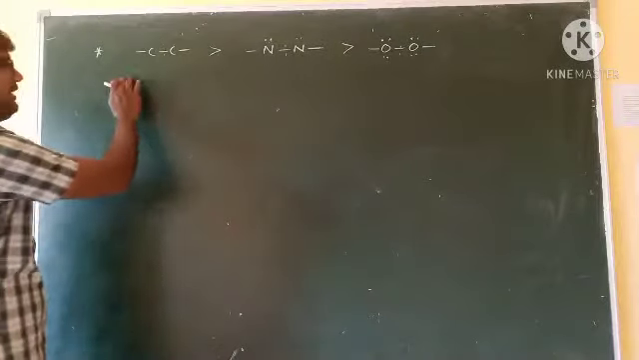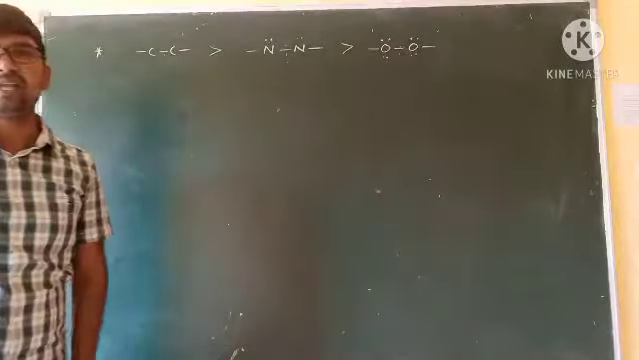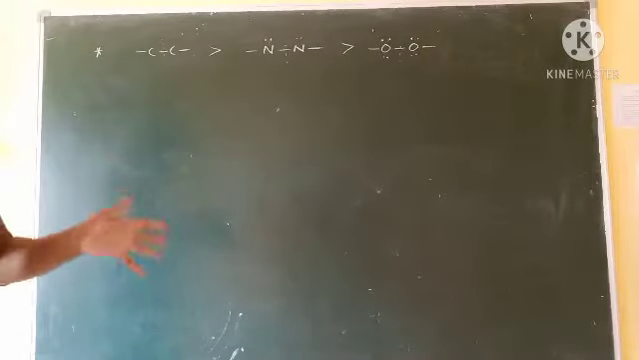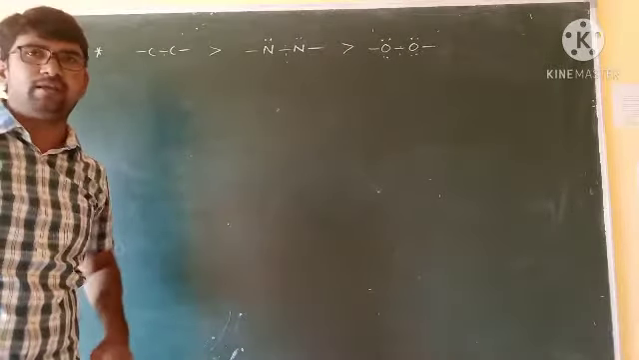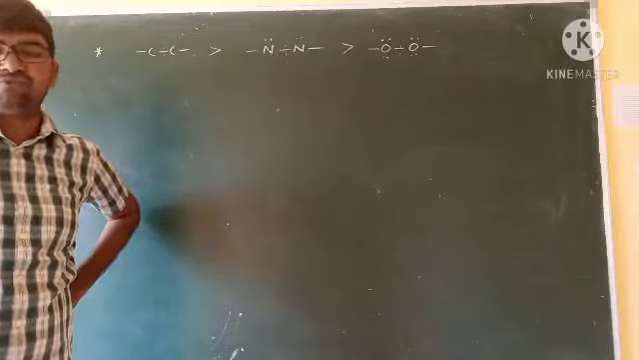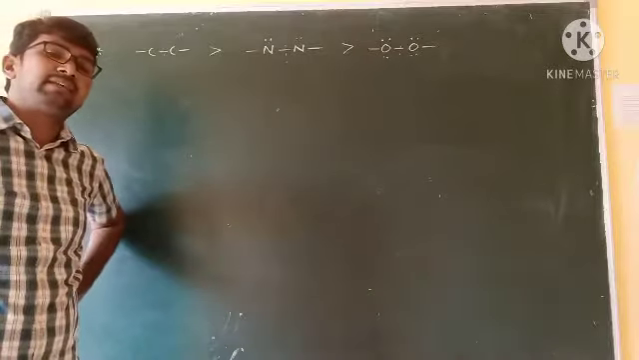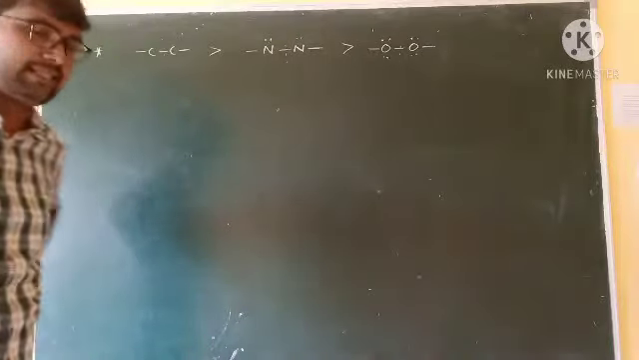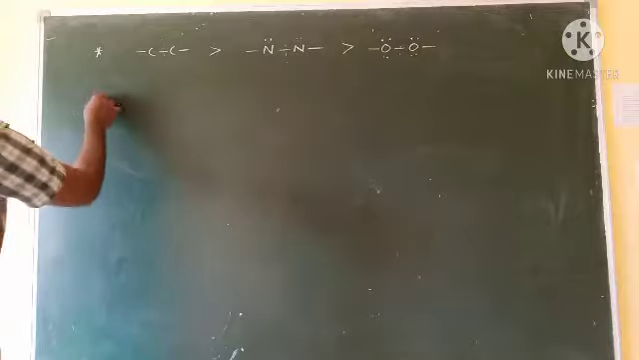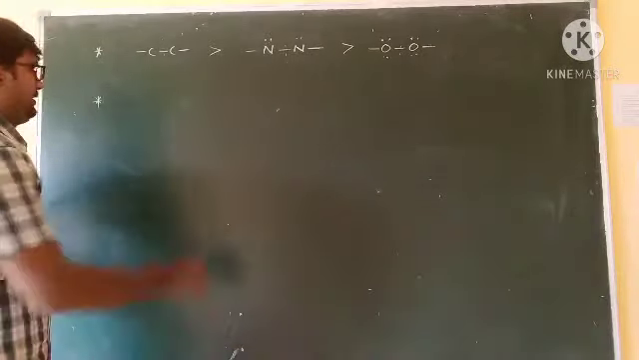Okay. Now write the point here. As the number of lone pairs on the bonded atom increases, the bond length decreases. Okay, this point is completed. Next one. It is very interesting.